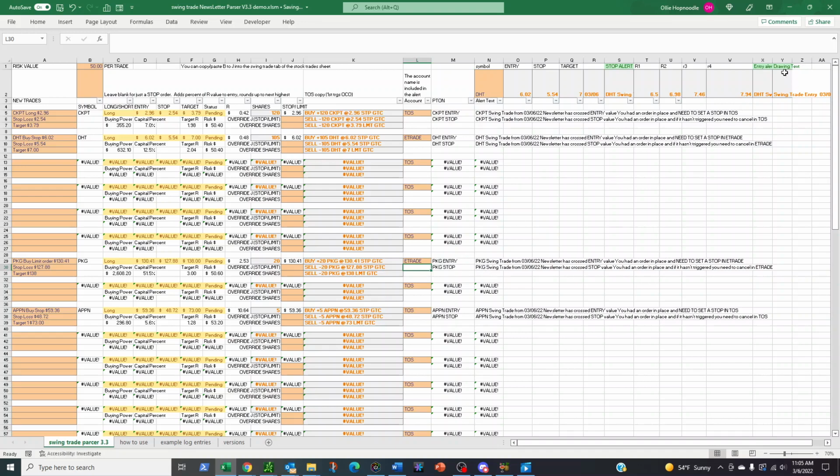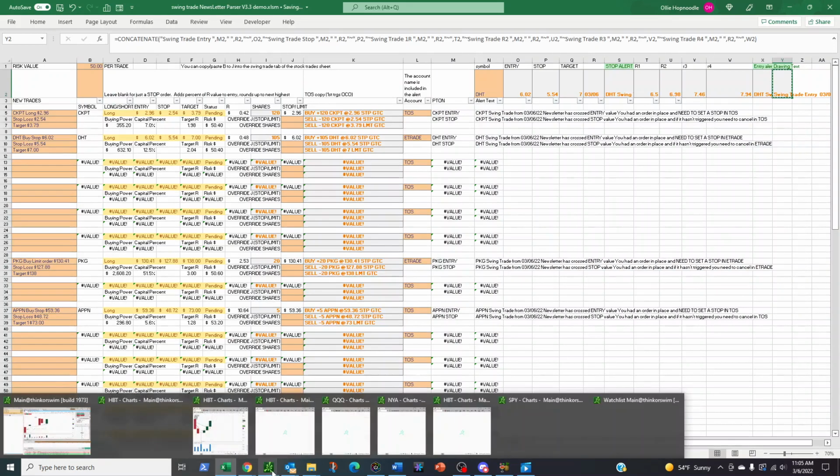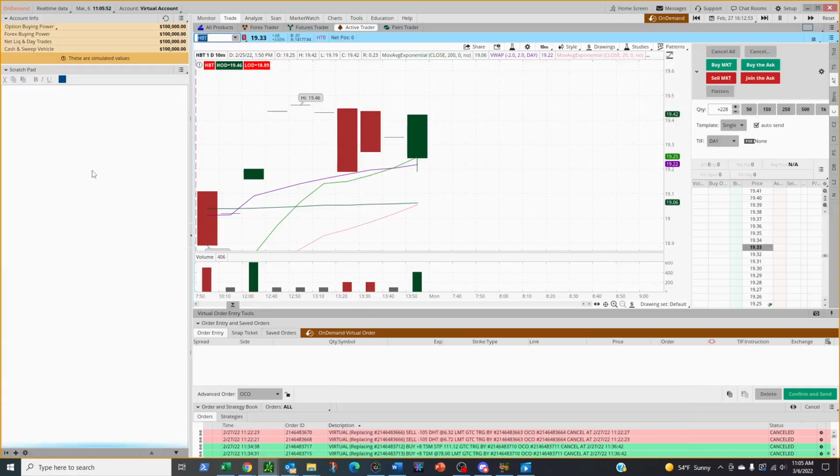I also, this one called drawing text creates a parsable value that I'll put here in the scratch pad, that I use an AutoHotkey macro that I wrote that will input the drawings for that particular trade or symbol.